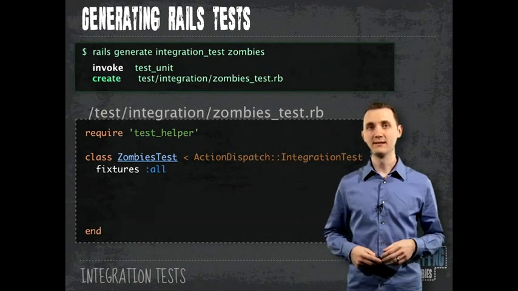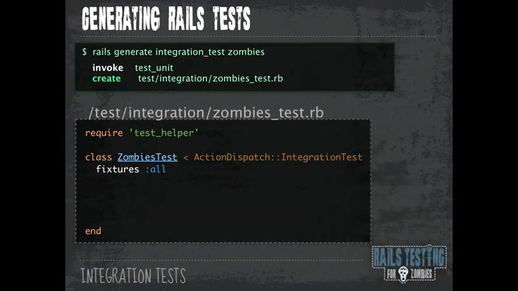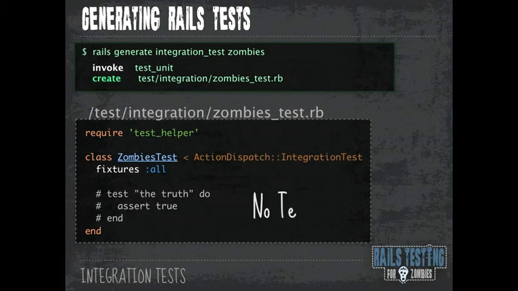And then you're also going to see fixtures all, which is a call to tell Rails to load all of the fixtures. But again, Rails isn't actually going to generate any tests for us. They're just going to put in a stub to tell us where they want us to put the tests, and it's up to us to define them.